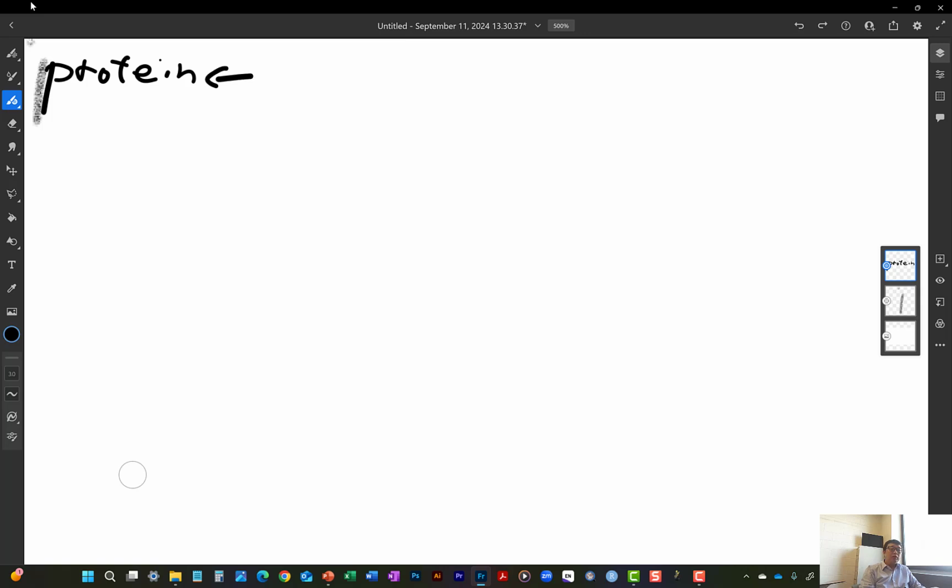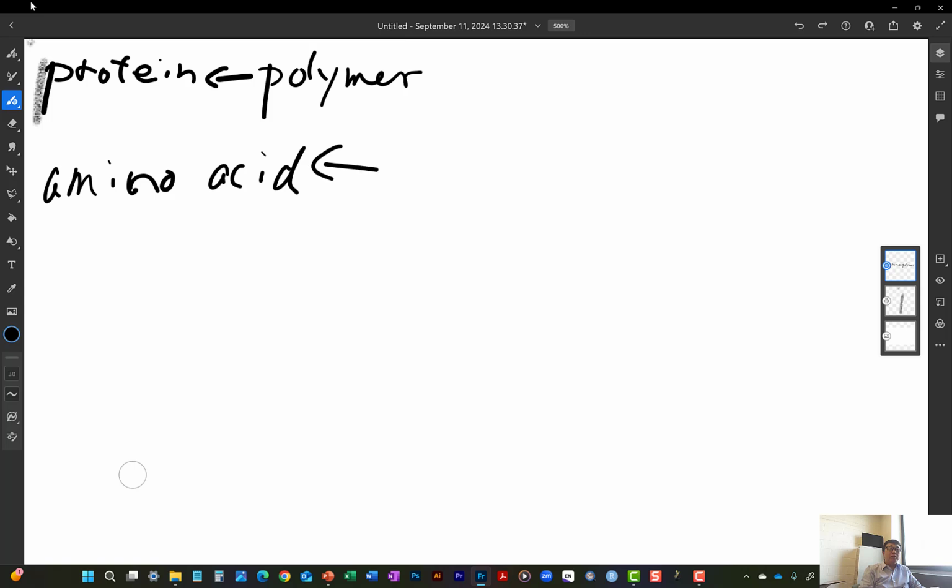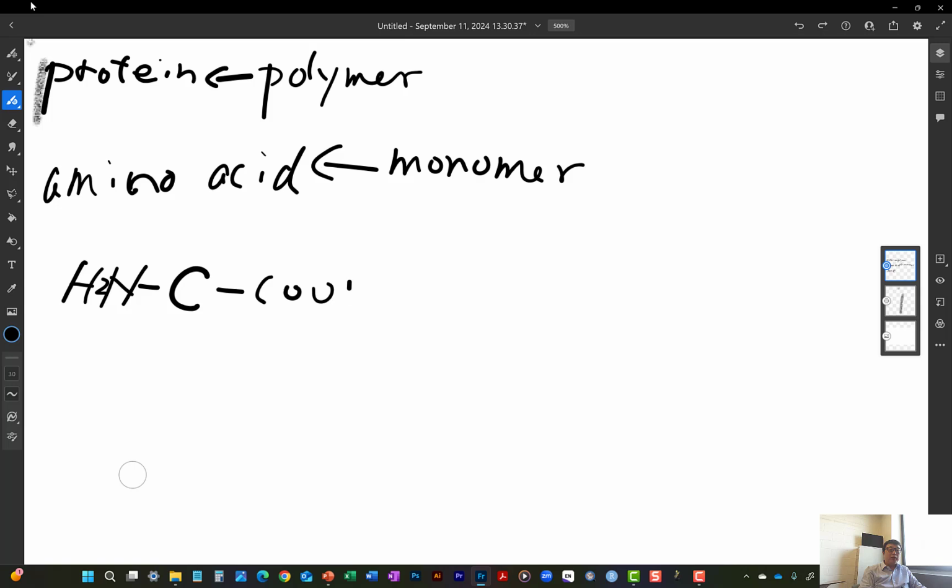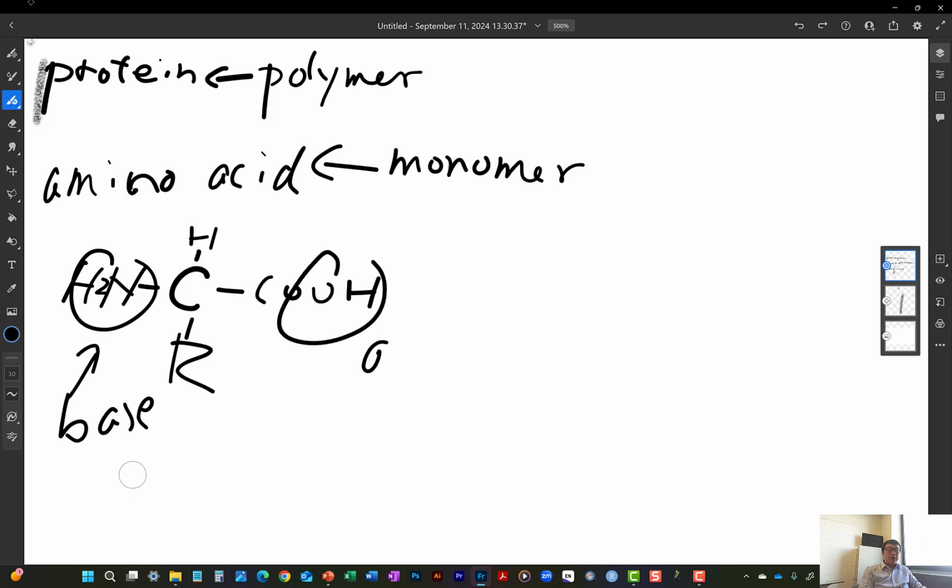amino acid. This is the monomer. So what is the structure of an amino acid? An amino acid has a carbon in the center, and on one side it has an amine group, and on the other side a carboxyl group. There's a hydrogen here and an R group. Here, this is a base, this one is an acid, and this one is variable.